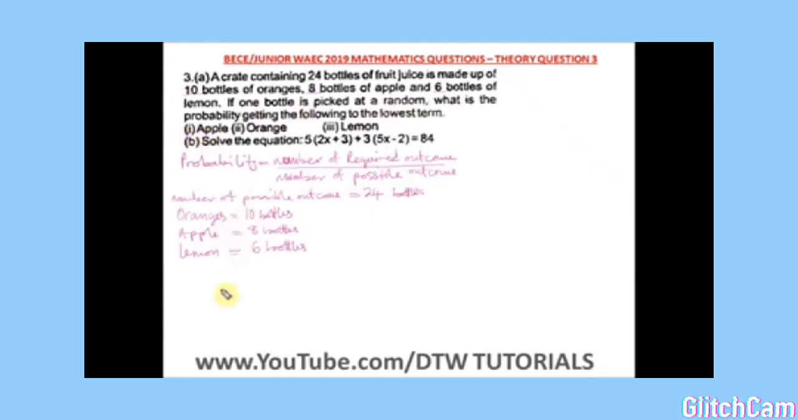Okay, to get an apple bottle, the probability will be what? Just write the probability of picking an apple bottle will be equal to what? How many apple bottles do we have? That's the number of required outcome. That will be 8 divided by our number of possible outcome, which is what? 24. Okay, what can go in 8 and 24?